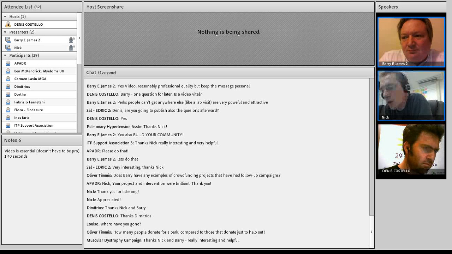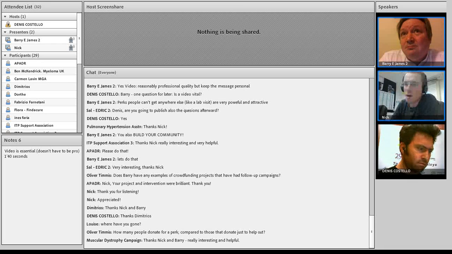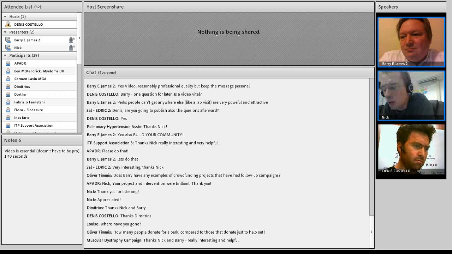Now, the thing on flexible versus fixed. This is interesting. A lot of the original crowdfunding platforms basically said, you set a target. So let's say $10,000. If you don't reach that target, you get nothing. If you reach it and exceed it, you keep what you've raised.